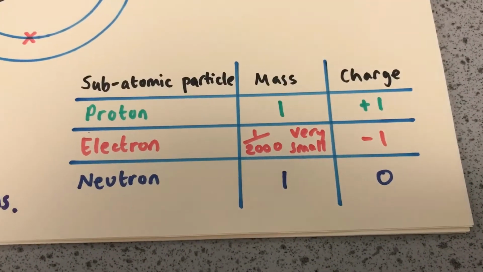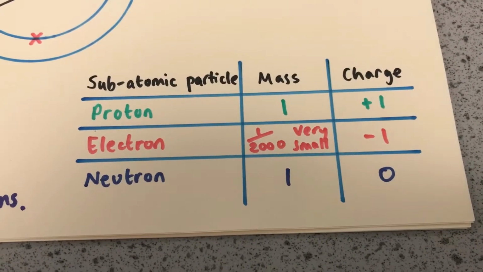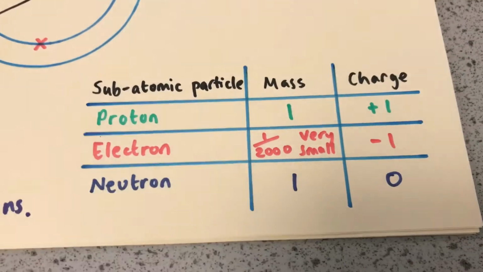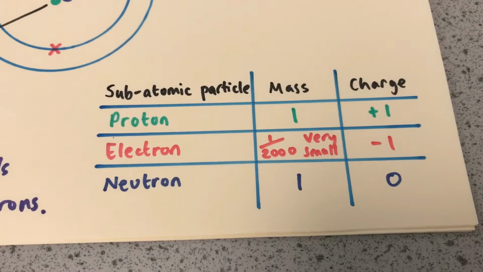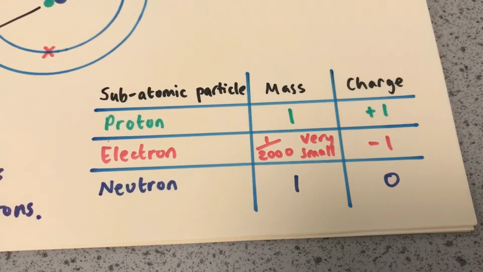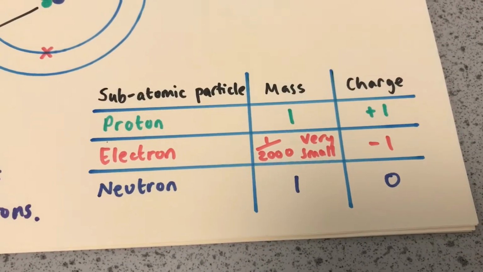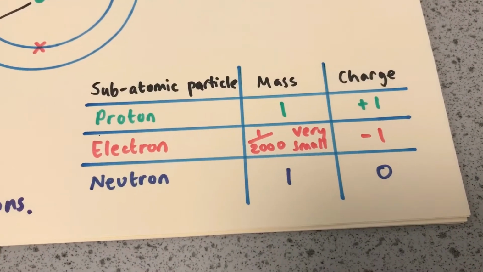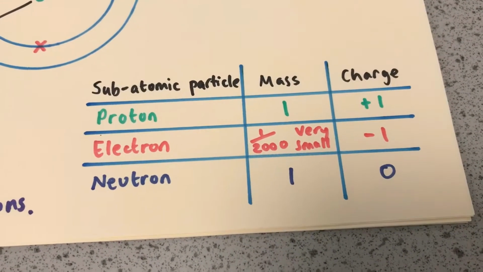We've got inside the atom to look at the subatomic particles. So we've already talked about the mass of these. Protons have a mass of 1. Electrons, we can get away with saying they're very small. It's actually 1/2000. Neutrons have a mass of 1 as well.